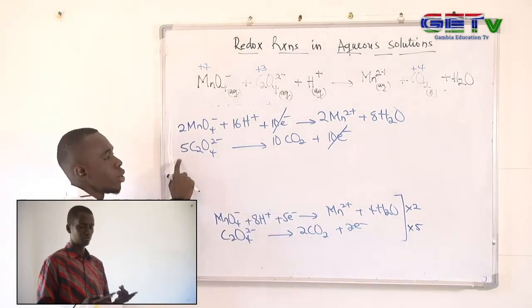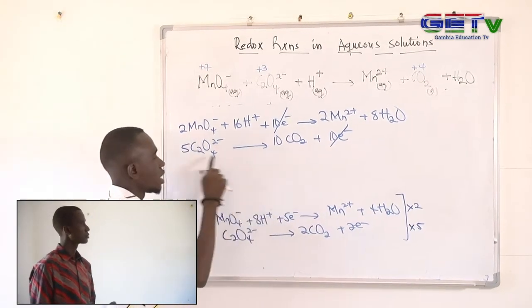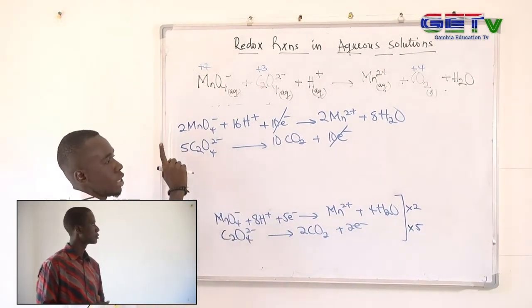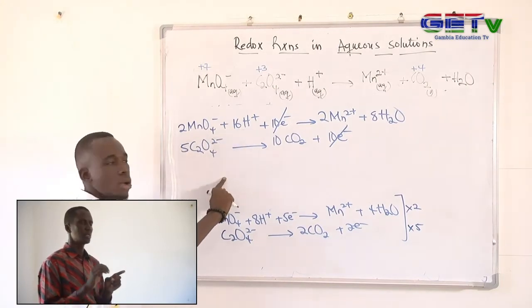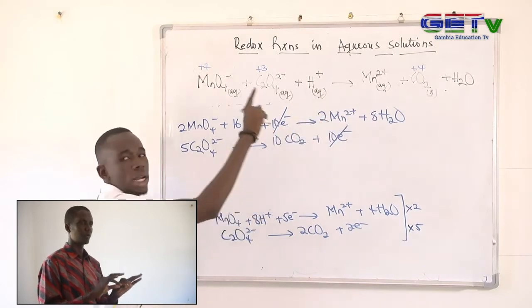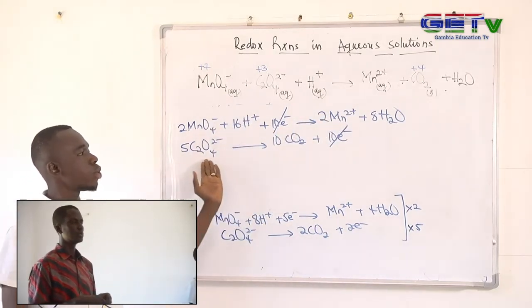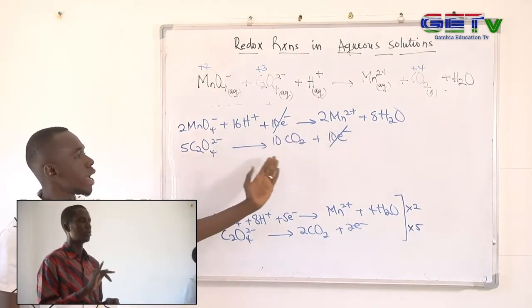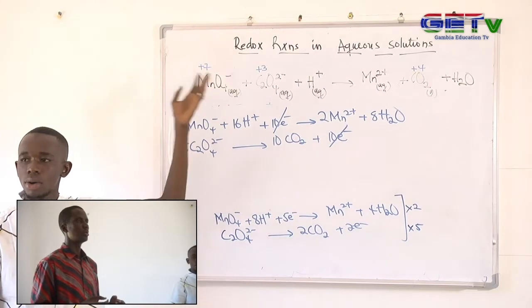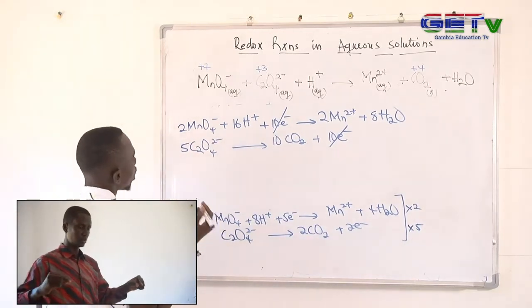If this side was containing something like water molecule and hydrogen ion, that is the oxidation side, then we will subtract the hydrogen ions, and we subtract the water molecule. Since there are no hydrogen ions and water molecules on the oxidation side, we can now write our overall balanced reaction. That is the full reaction.